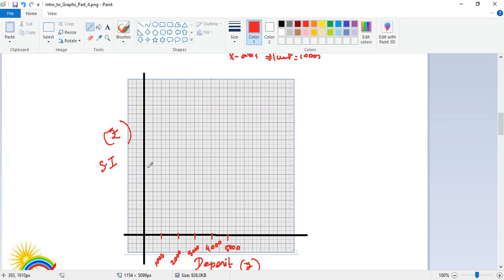Yeah, so you can take it like this: 50, 50, this will be 100, this is 150, this is 200, this is 250, this is 300, this is 350, and this is 400. Okay, so 50 to 400.